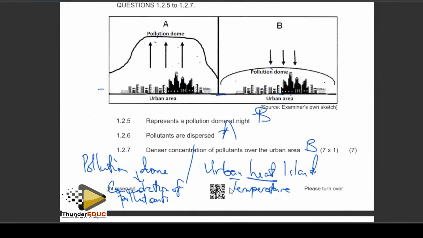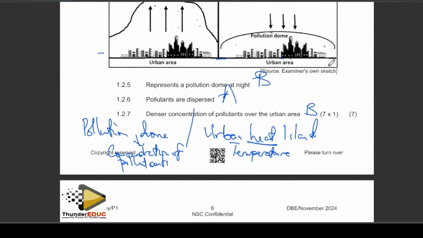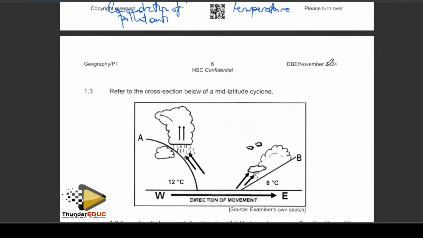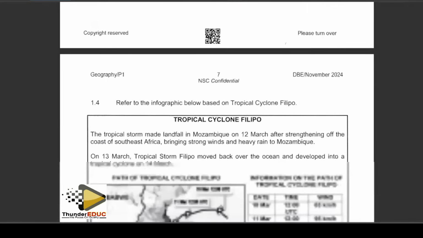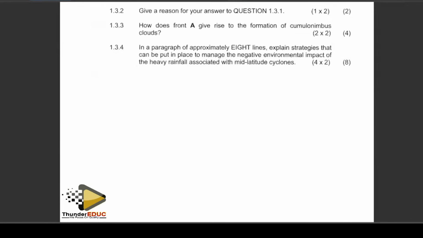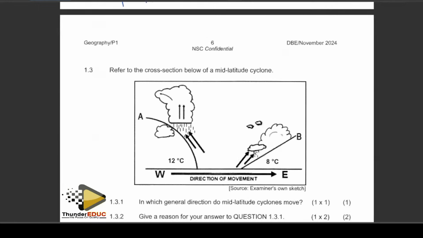Right. The next question is on a cross section of a mid-latitude cyclone. Mid-latitude cyclones, we do not need to waste time on them. I think you have the knowledge of mid-latitude cyclones. We cannot discuss the whole thing. Right, let's look at the questions. In which general direction do mid-latitude cyclones move?